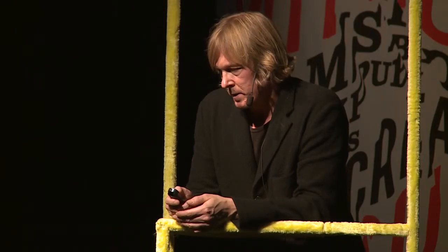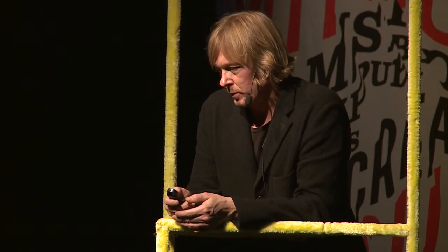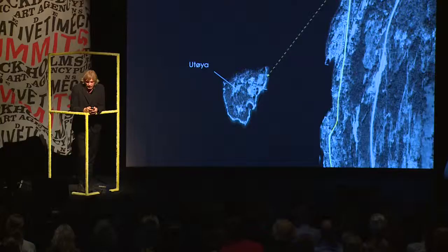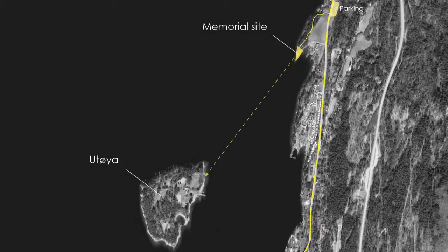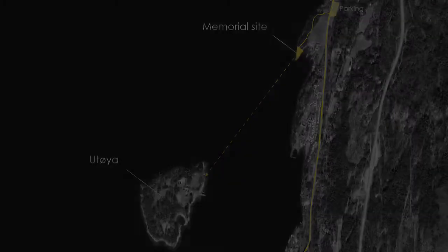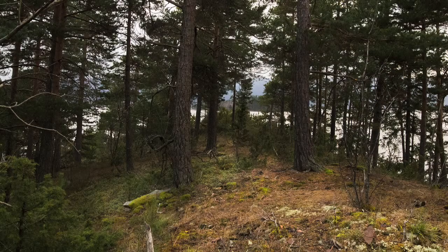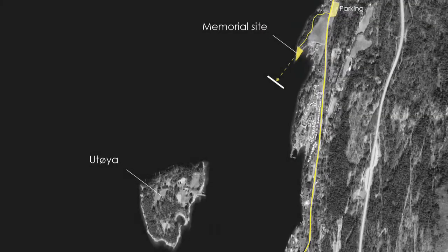So the first thing I started with doing to try to change this sequence of movement was that I proposed a different pathway from the parking lot. So you walk in through the forest instead. Then I started with an idea to try to block the gaze out towards the island.